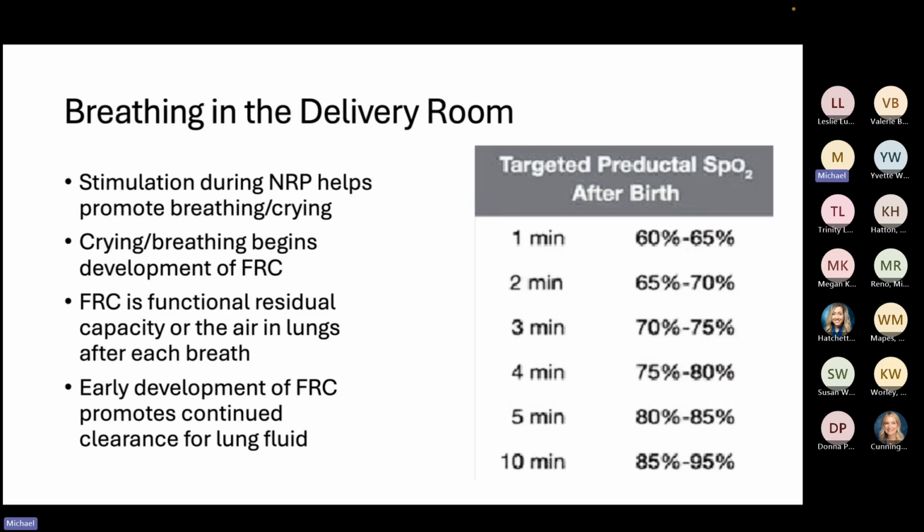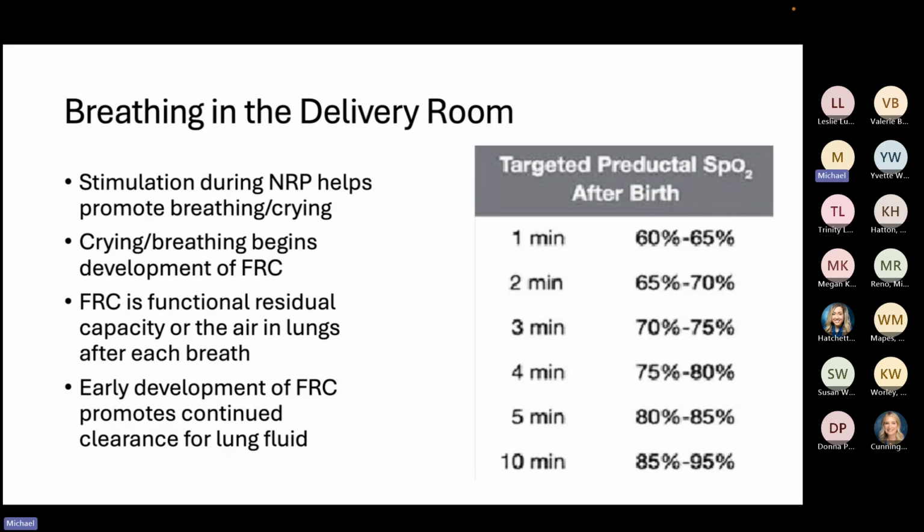So, breathing in the delivery room. Stimulation during NRP helps promote breathing and crying. It is, in my opinion, by far the most important thing you can do for a baby immediately after delivery. Warm, dry, stimulate is the first and most important steps of resuscitation for a reason.